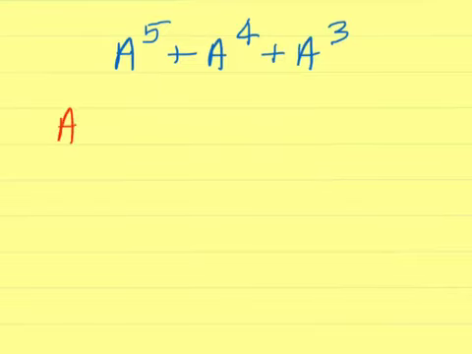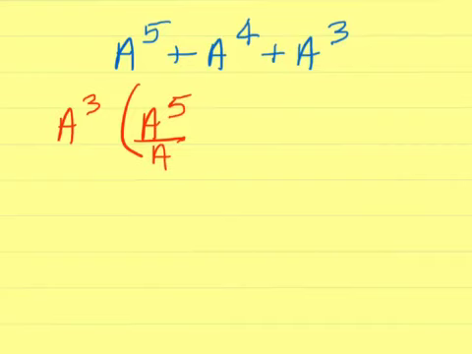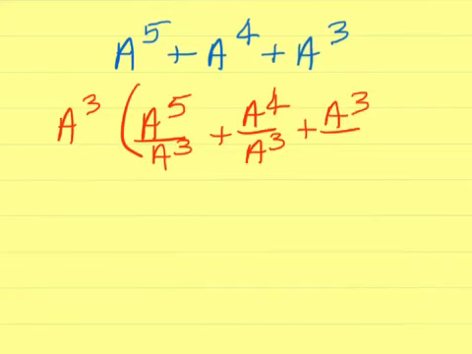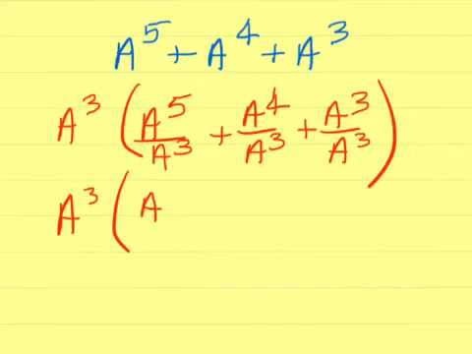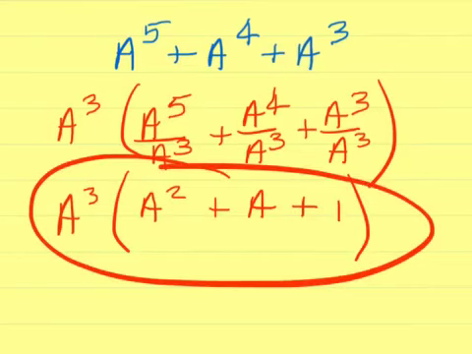The highest you can take out from each of these is a to the third. So we'll have a to the fifth divided by a to the third, and a to the fourth divided by a to the third, and a to the third divided by itself. Simplify that and come up with a to the second plus a plus 1 on the inside.